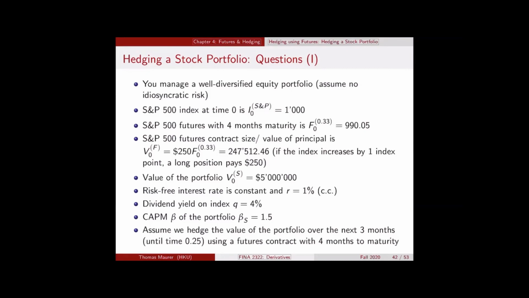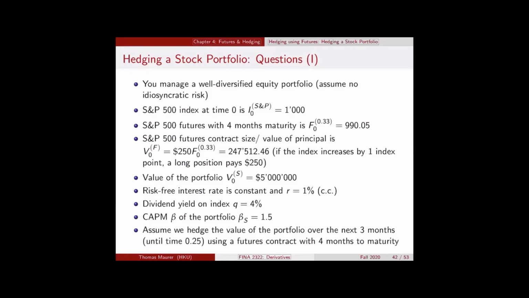The dividend yield on the S&P 500 is assumed to be equal to 4% per year. And the CAPM beta, so that risk exposure of our portfolio, is 1.5. We next want to assume that we use the 4-month futures contracts on the S&P 500 index to hedge our risk for just the next 3 months. So there's a maturity mismatch in that hedging strategy.